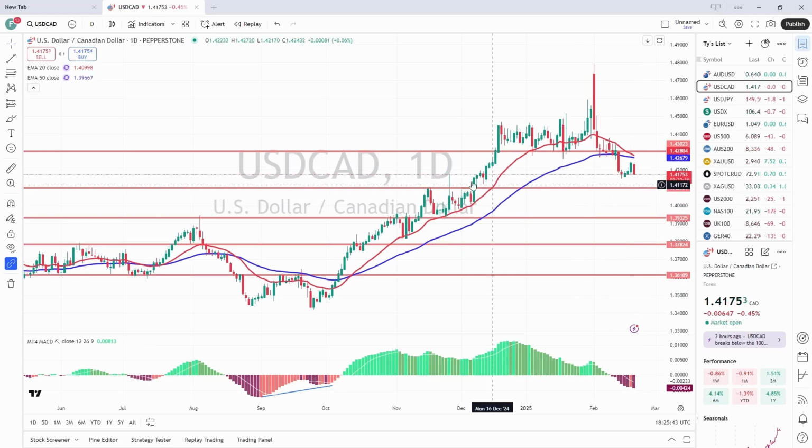So pretty good trades on the CAD potentially coming up, but we do need to close below that 140 before we get excited about that. We want to see that break of that level that has held up most of the week.